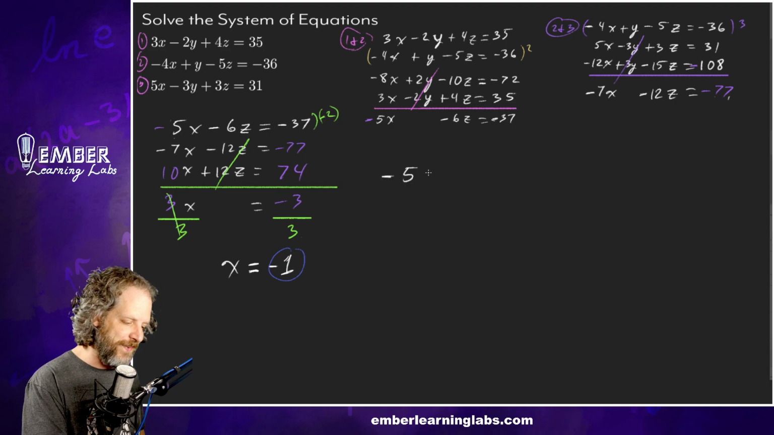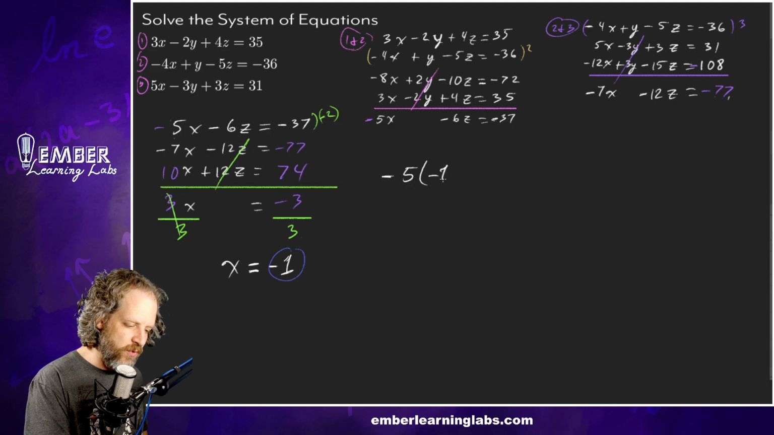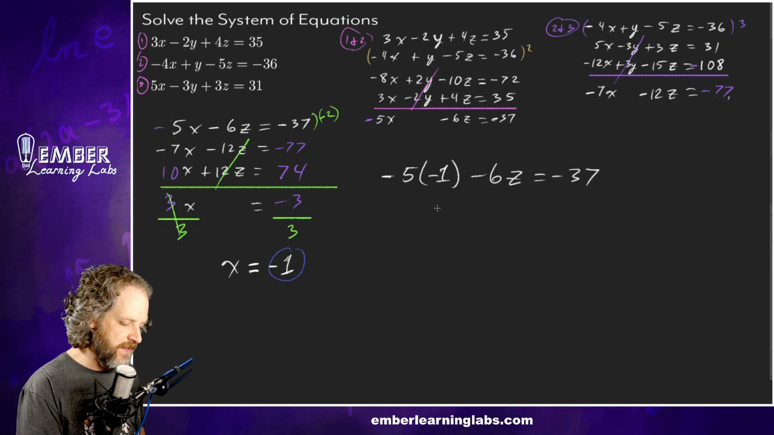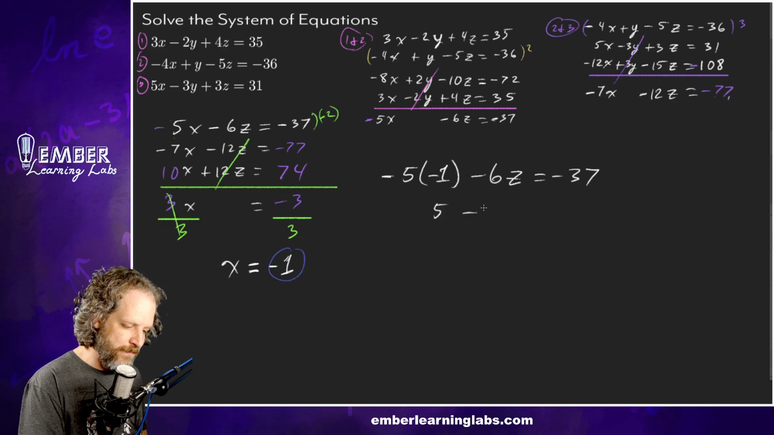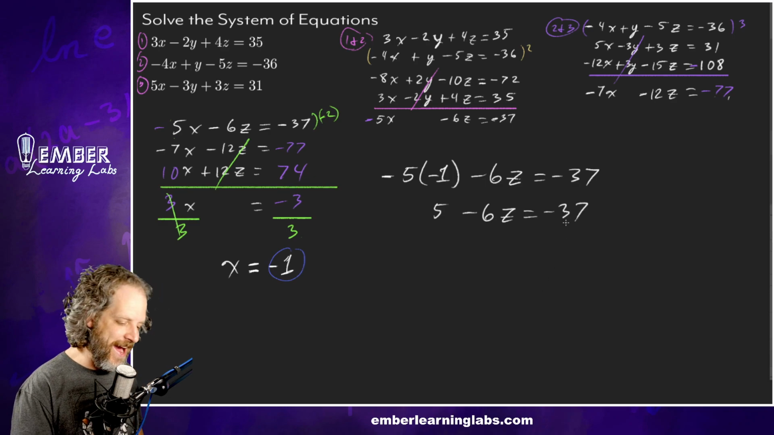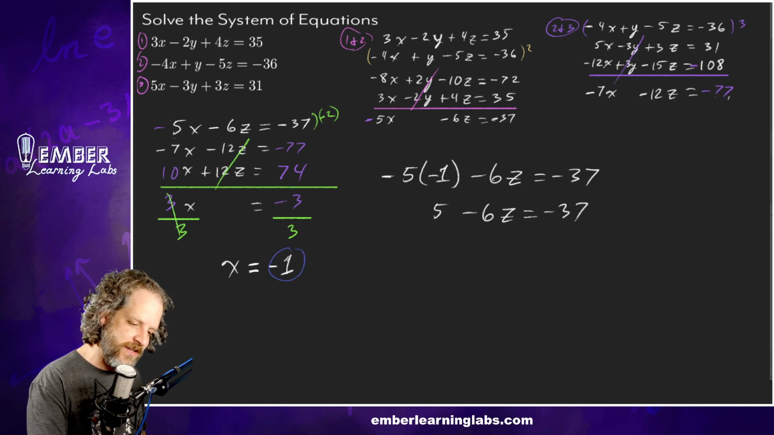So negative 5 times negative 1 minus 6z equals negative 37. Negative 5 times negative 1 is 5 minus 6z equals negative 37. We've got to add 5 to both sides.